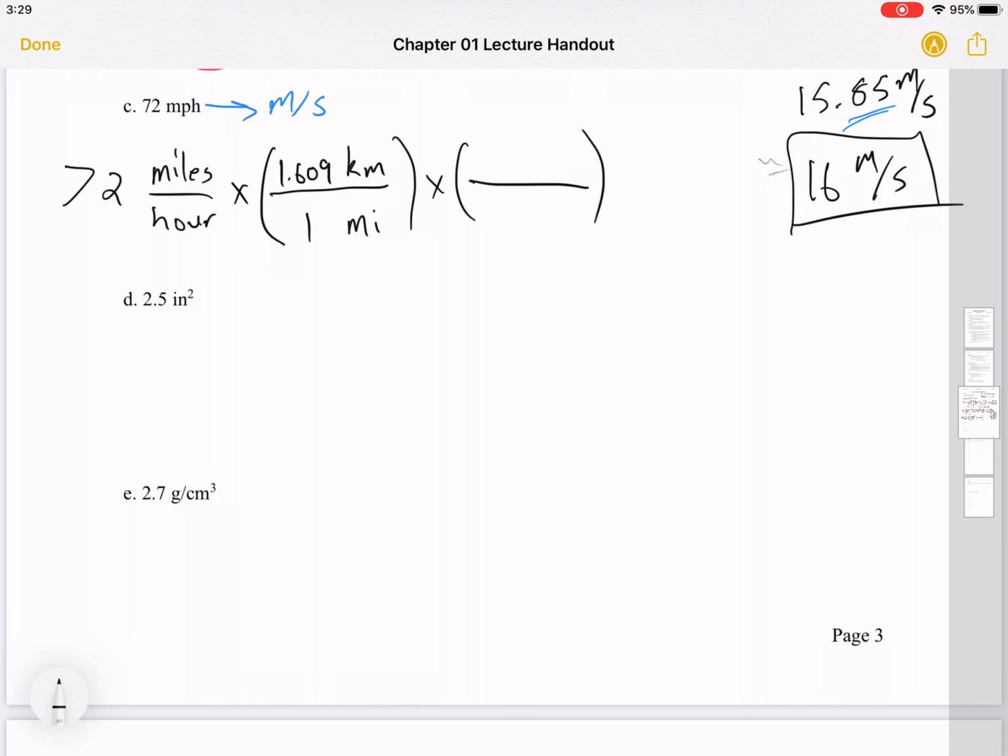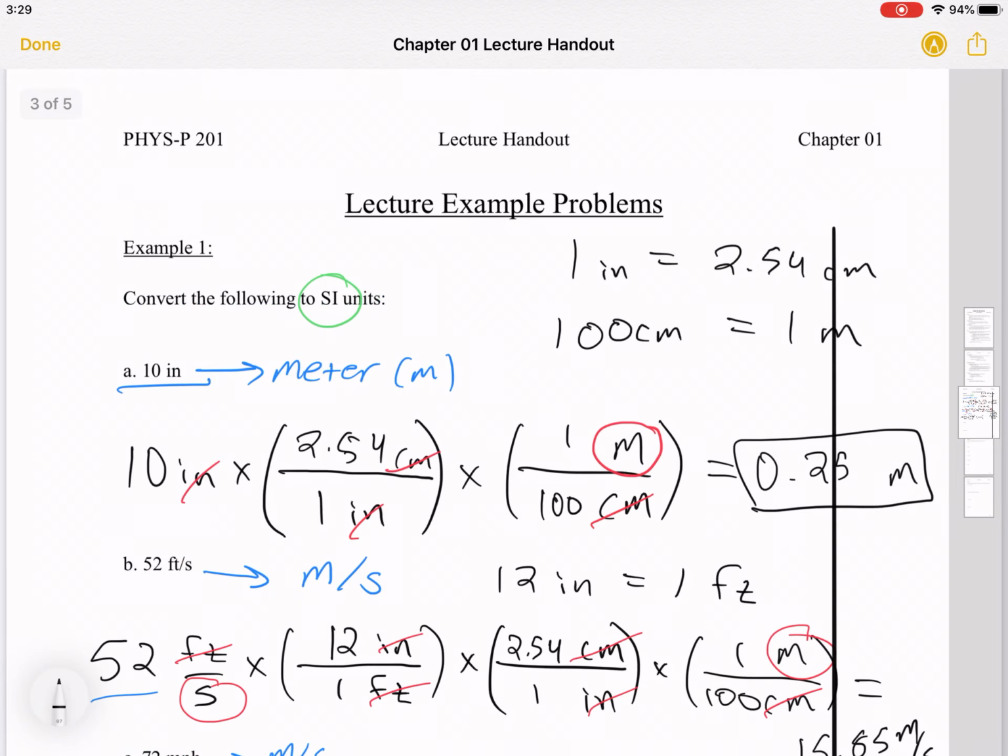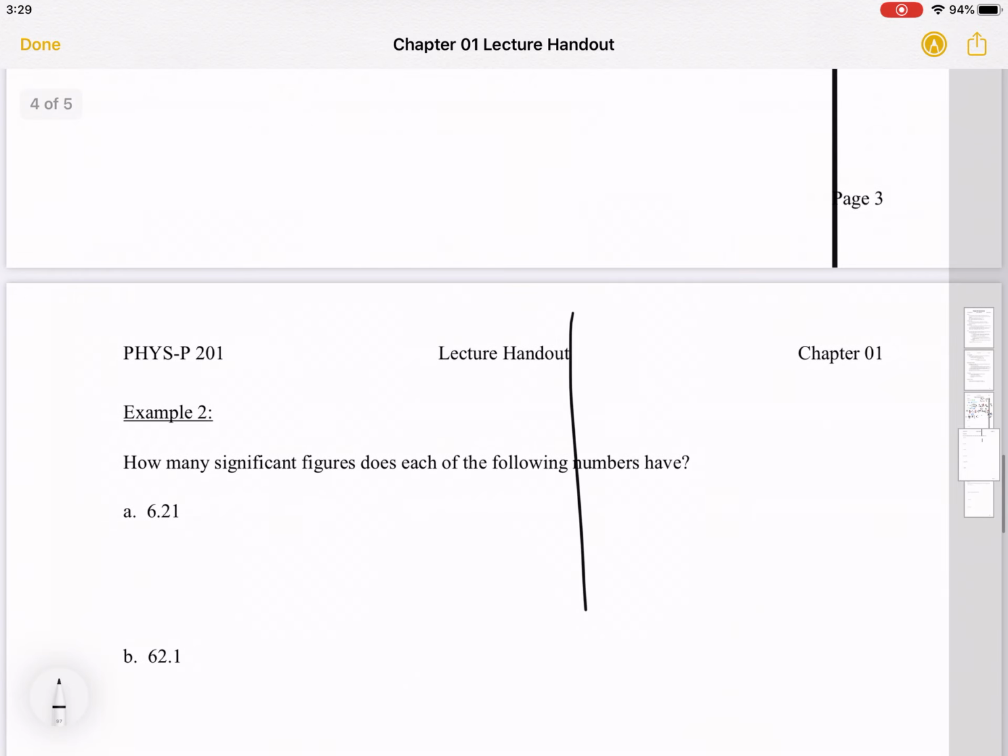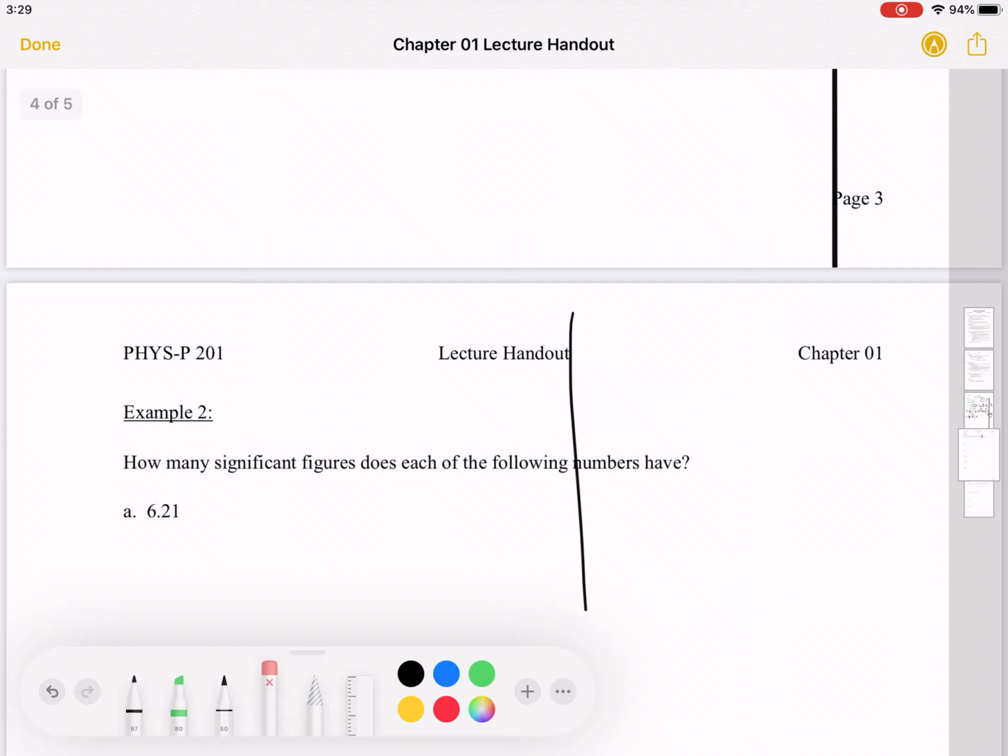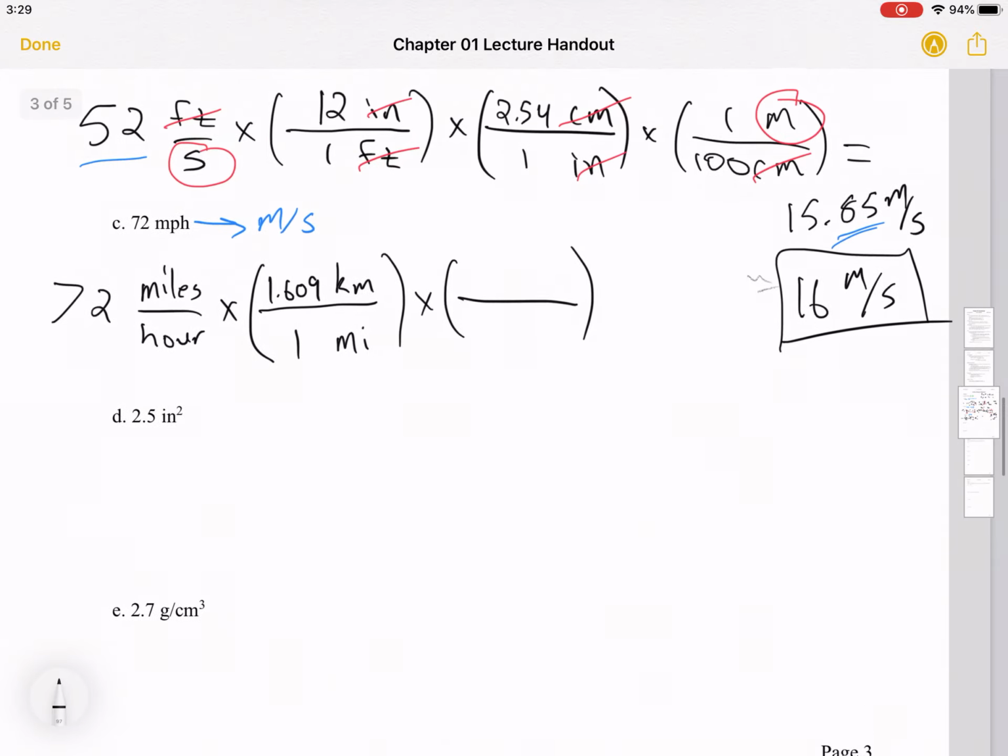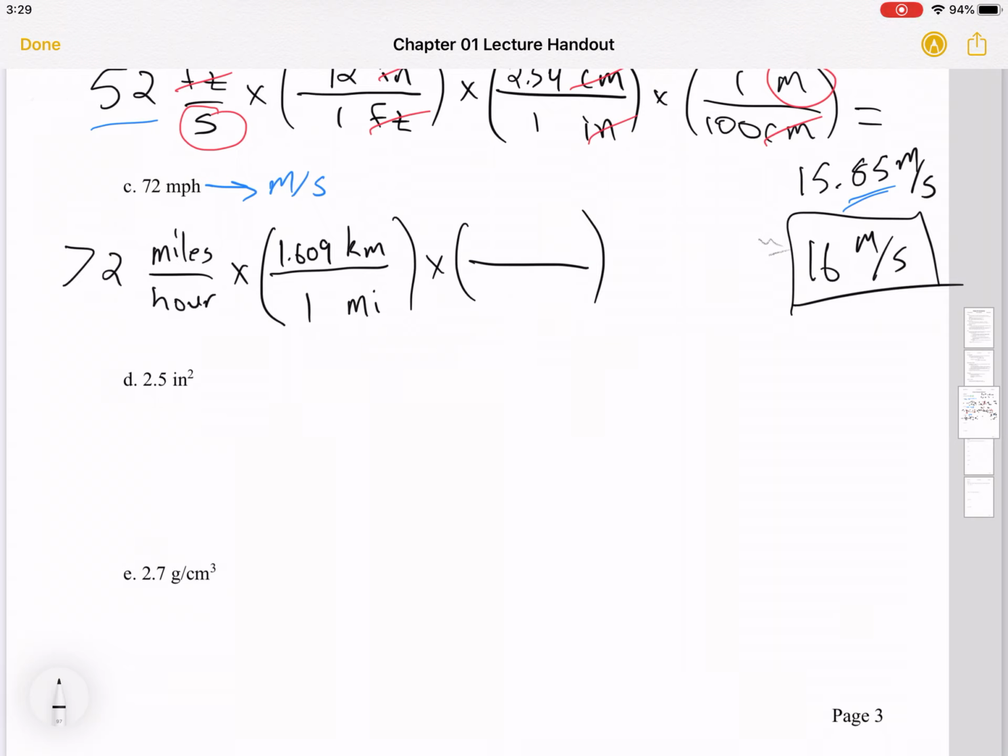Okay, so that makes miles go away, and now I want kilometers to turn into meters. Oops, darn. That's funny. My apologies. I am new to the Apple Pen. Okay. So kilometers goes downstairs, meters goes upstairs, and there's 1,000 meters in 1 kilometer.